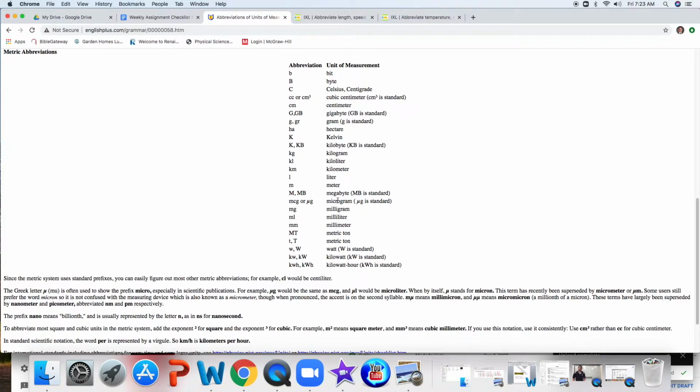Again, here's our unit of measurement, and here are the abbreviations, ones that we've learned: meters, liters, and grams. And as they have some of those prefixes added in, like kilo, you throw the K in front of each of those measurements, or milli, you throw the M in front of each of those measurements. You can use this and or your textbook to help you with your assignment for today.